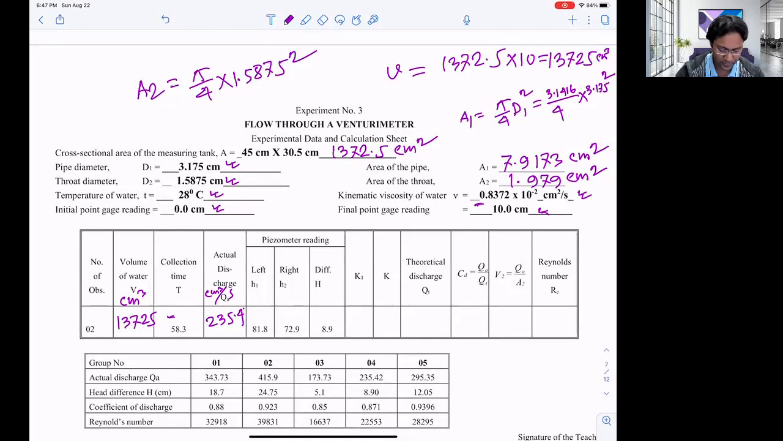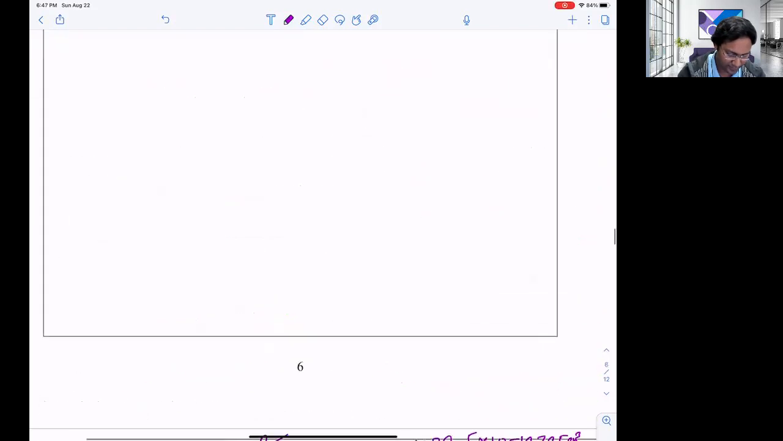And then on the left piezometer we have this value 81.8, and on the right one at the throat we have 72.9, and the difference is 8.9 centimeters. So that is the H. We know the H, right? Then we have to calculate K1 and K. We can calculate that. Here's the equation. What is K?